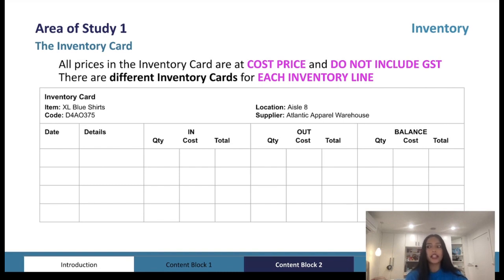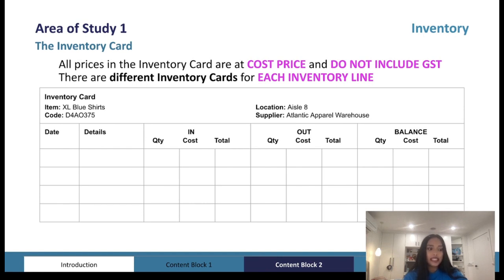Even if we're recording a sale of inventory, which obviously involves inventory going out of the business, we would never write the selling price in the inventory card. We only would write the cost price. So this means there are no selling prices in an inventory card, and all of the prices, even the cost prices, are excluding GST. So we never include GST in any of the amounts.